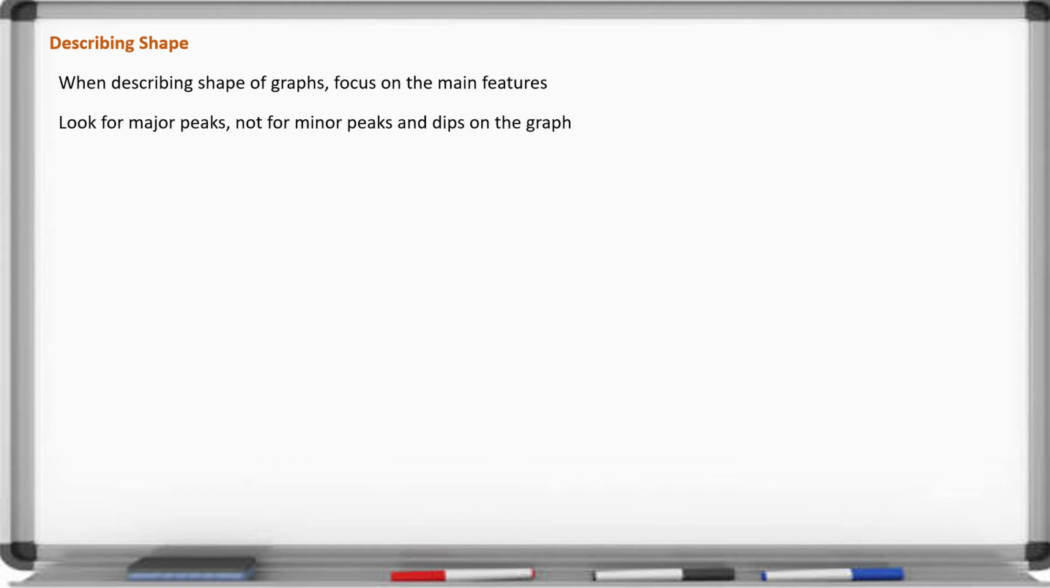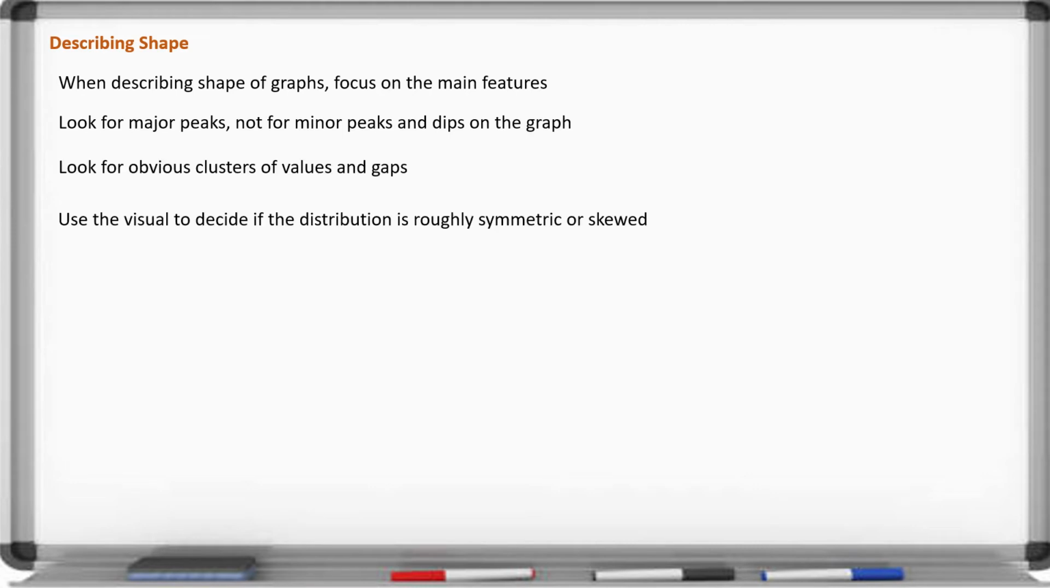All right, so the next thing we're going to talk about is how to describe the shape of a distribution, which is important to be able to look at visually. When describing the shape of graphs, focus on the main features, for example major peaks, not minor peaks and dips on the graph. Since no graph is going to be perfect, you want to generally look for the major features that define the graph. You want to look for obvious clusters of values and gaps, and use the graph visual to decide if it's roughly symmetric or skewed.